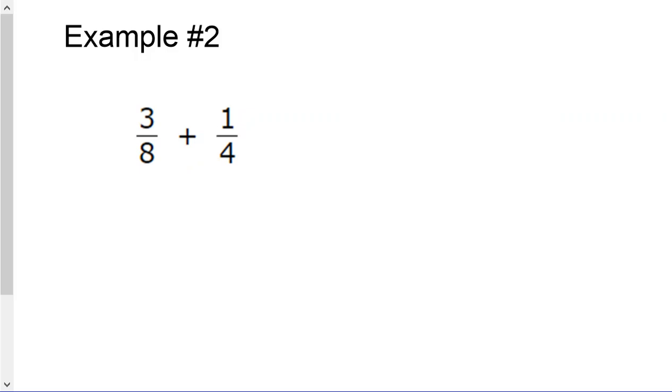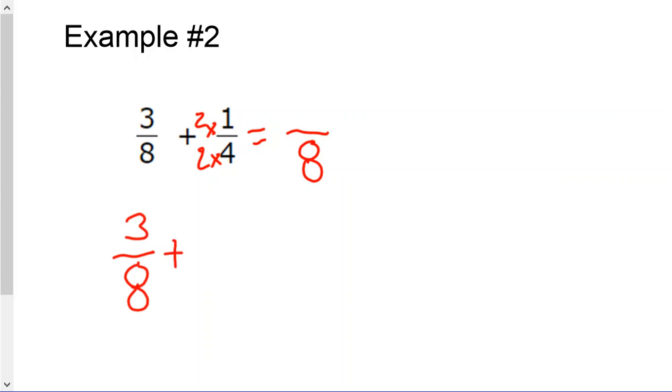For this one, I know that 4 goes into 8 2 times, so I'm going to use 8 as the new denominator. Okay, so we know that 4 times 2 gives us 8, so we need to do that to both the numerator and the denominator. So now we have 3/8 plus 2/8, and now we can just add across and we get 5/8. Okay, so 3/8 plus 1/4 is 5/8, or 3/8 plus 2/8 is equal to 5/8.